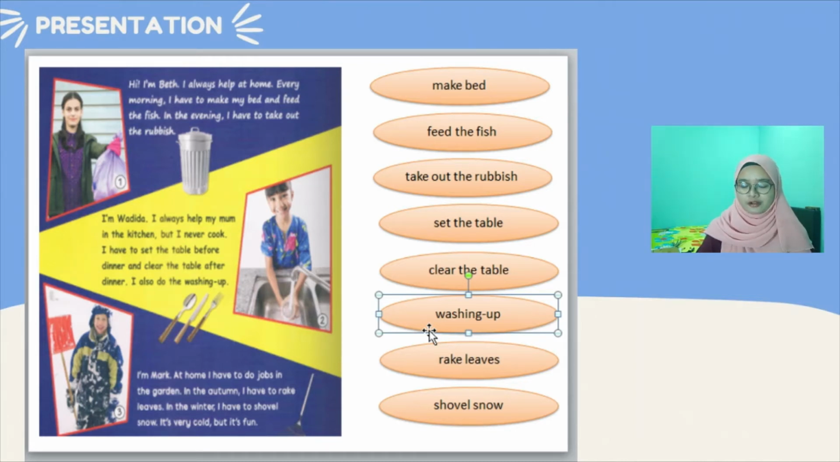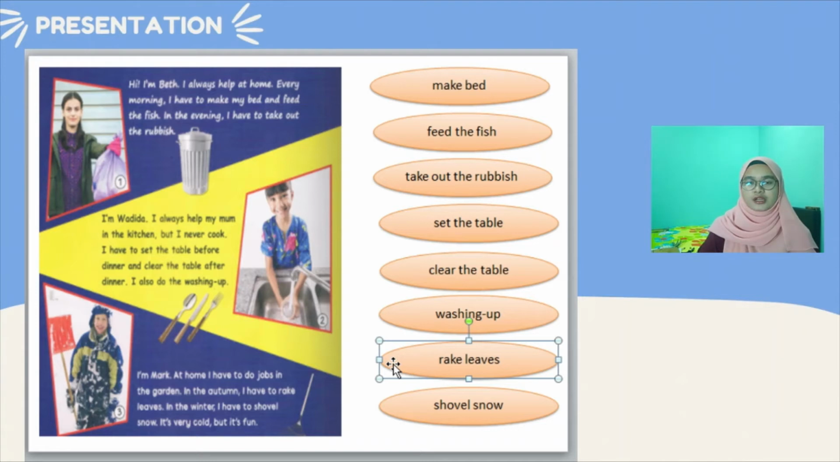spoons and forks. Okay, so let's go to the last paragraph here, the third paragraph. In the third paragraph, there are 2 housework mentioned. The first one is rake leaves. Rake leaves here means that we clean our house compound from any fallen leaves with a rake or with a broom.